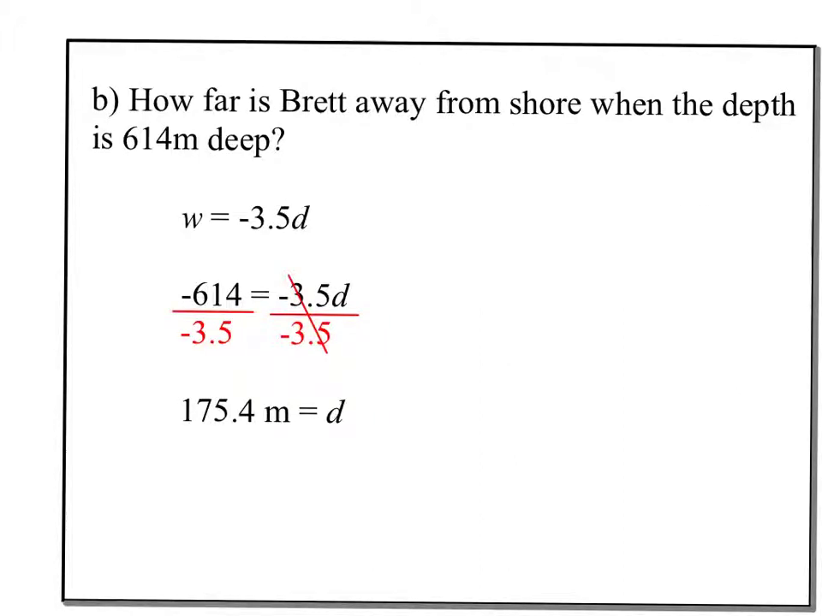So then just one quick example. The question just asks how far away from shore will Brett be when the depth is 614 meters deep? Again, we're talking depth, so the number is negative. So negative 614 will equal negative 3.5 times d. You want d by itself. Divide each side by negative 3.5, and you get 175.4 meters from the shore. And that's it. Once you have that table of values and an equation, these questions are fairly straightforward to answer.